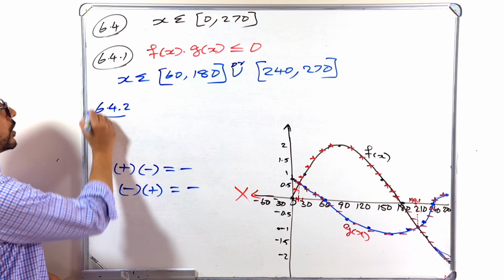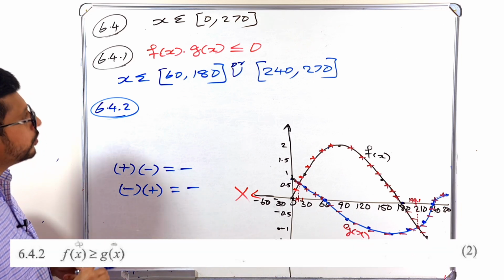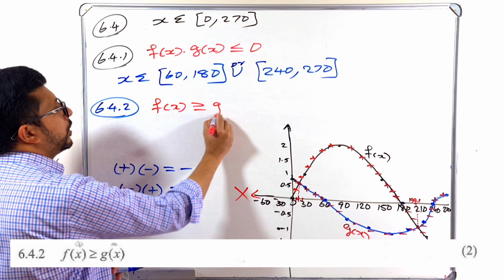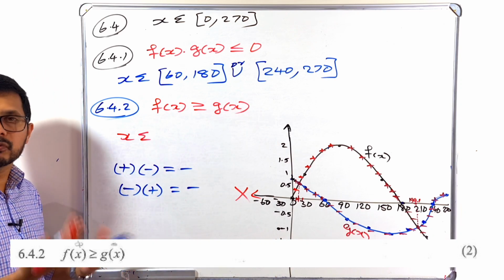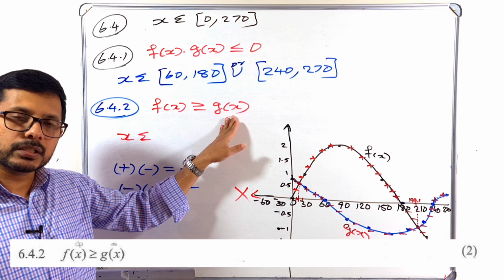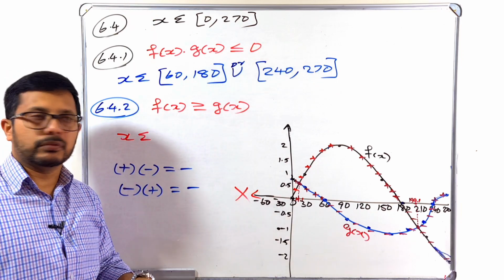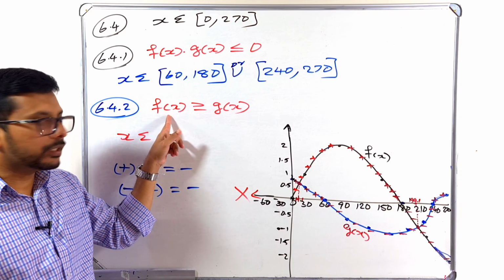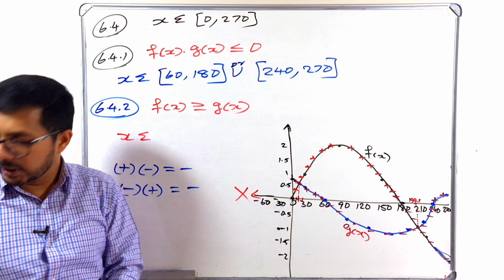6.4.2, what is that question? 6.4.2, f of x is greater than or equal to g of x. That is the question. You have to find the values of x. X is an element of what? Okay. f of x is greater than or equal to g of x. What is the meaning of that? This f of x graph must be on top. Which one is greater here? f of x is greater. Okay. So f of x is greater means the f of x graph must be on top. And the g of x graph must be at the bottom.